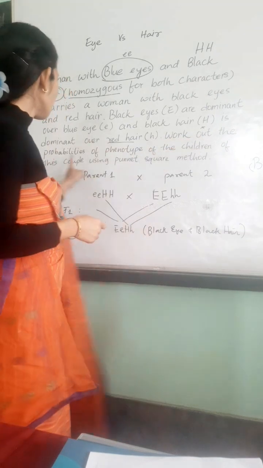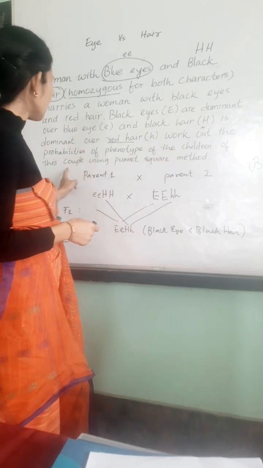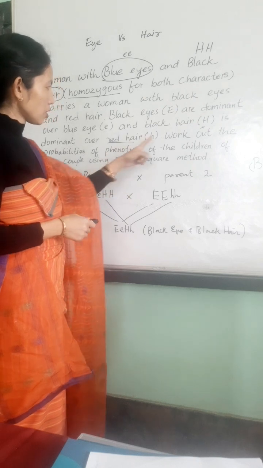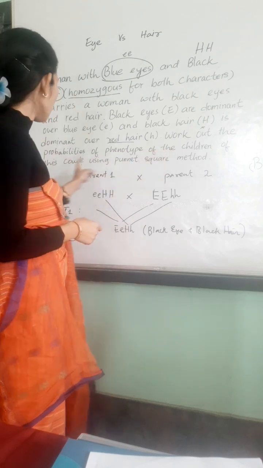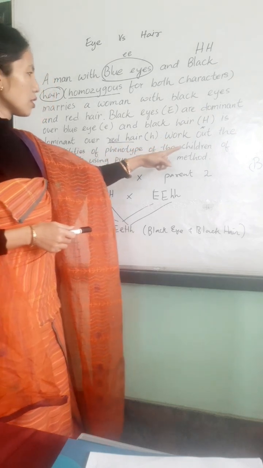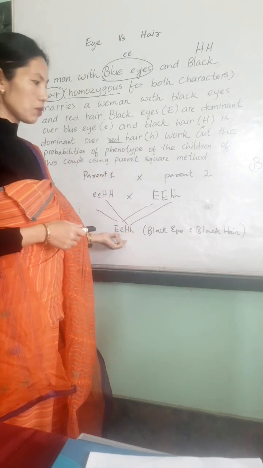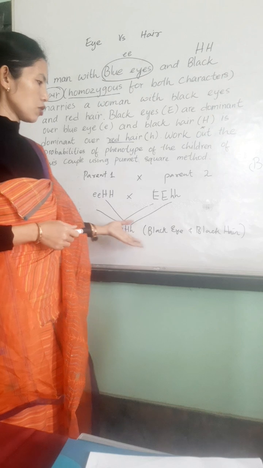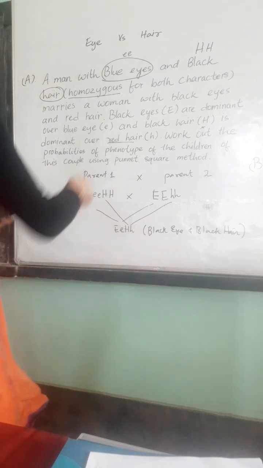Work out the probabilities of phenotype of the children of this couple. Okay, this couple, here you see, using the Punnett square method. So this is the phenotype of the children of this couple. So this is the possibility: all will be heterozygous, since the parents are homozygous here.